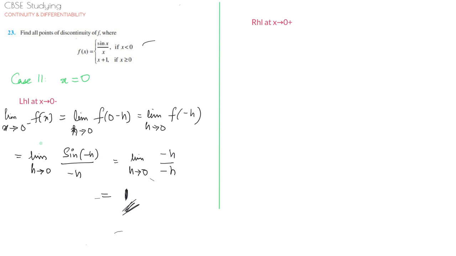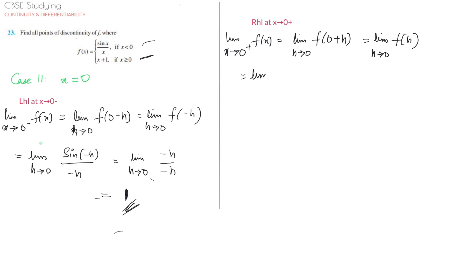Now moving to x tends to 0 positive. Limit x tends to 0 positive f of x is equal to limit h tends to 0 f of 0 plus h, limit h tends to 0 f of h. When the function is greater than 0, the f of x is x plus 1. So limit h tends to 0 h plus 1. Now substitute the value of 0 over here. This becomes equal to 1. So LHL is equal to RHL.